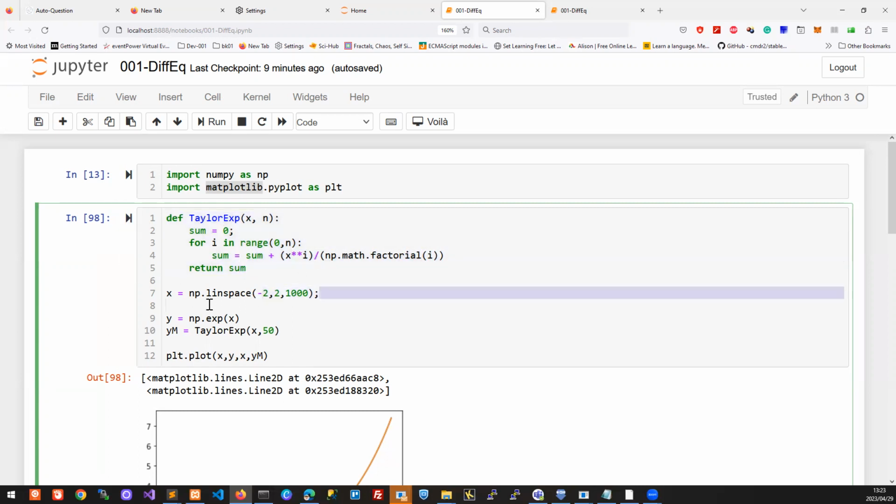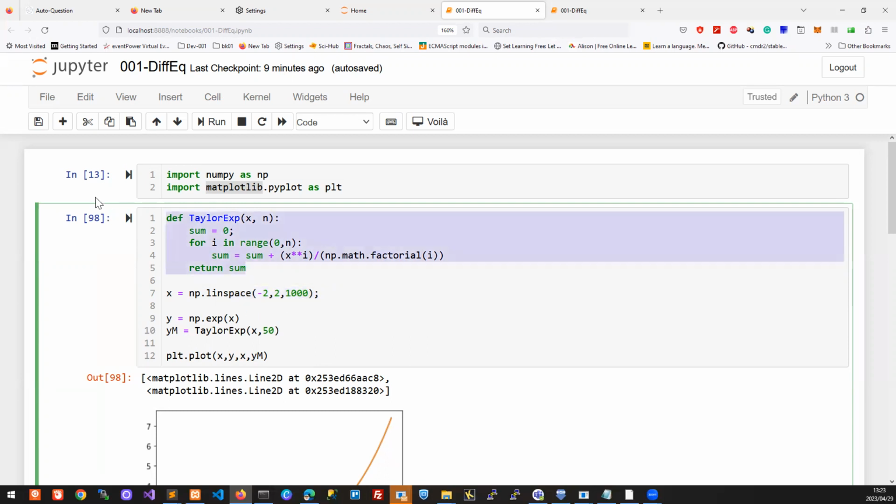Let's let x vary in this range. So we start at -2 and we go up to 2. We'll use 1,000 points. And so we can use the Taylor series expansion to calculate the exponential of that x. And we do that here. We can also try using the exponential function itself.